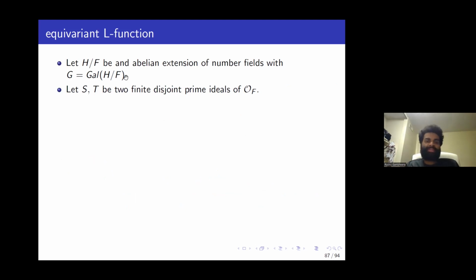So H over F is an abelian extension of number fields. This is an extension of number fields, one over the other. We have a Galois group. What do I mean by an abelian extension? What I mean is the Galois group is abelian. That means in the Galois group, A times B is B times A. The second condition you should ignore. There's no point in describing this notation.